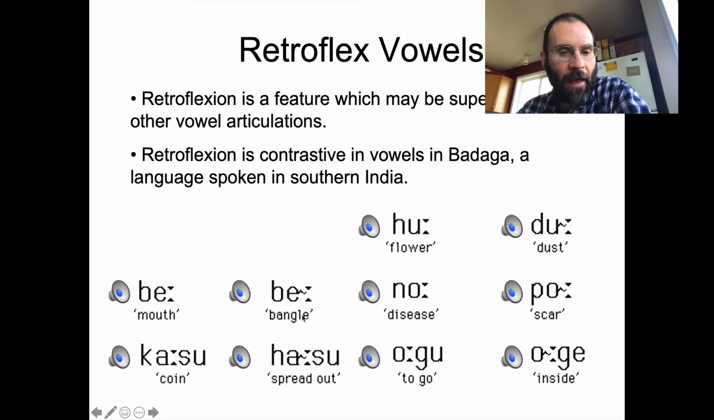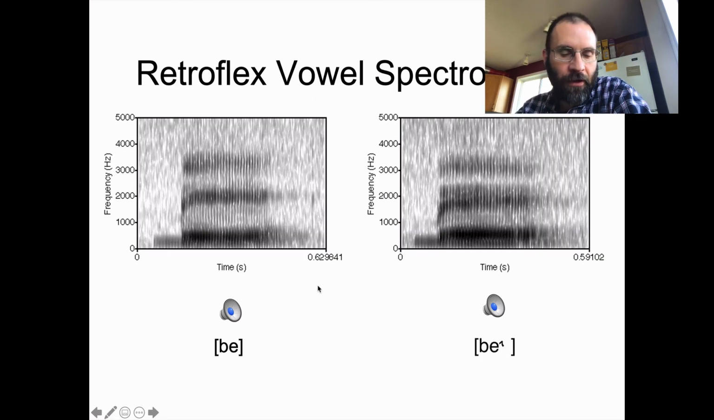Right. So if you hear that, that's what's going on. There's a bit of retroflexion on top of the vowel, and that would be how you transcribe it. And what you should see is that it should lower F3. Here are the two front mid vowels.